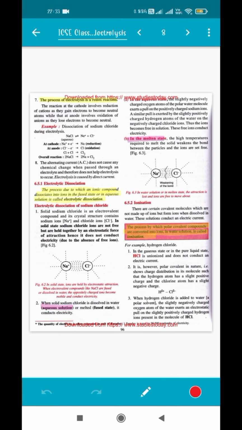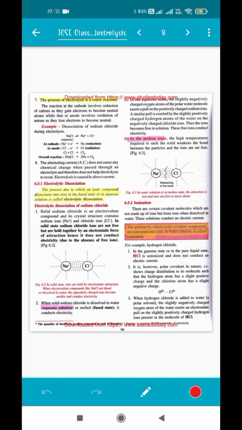Next, the process of electrolysis is a redox reaction because oxidation also occurs and reduction also occurs together. There is a loss of electrons and there is a gain of electrons simultaneously. Therefore, it is a redox reaction. Also, electrolysis is always caused by direct current, not by alternating current. Alternating current is a type of current which changes its direction after every cycle, you can say.